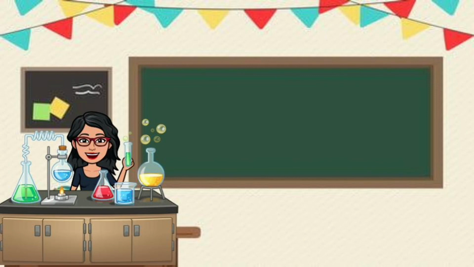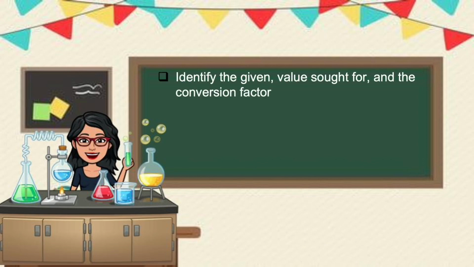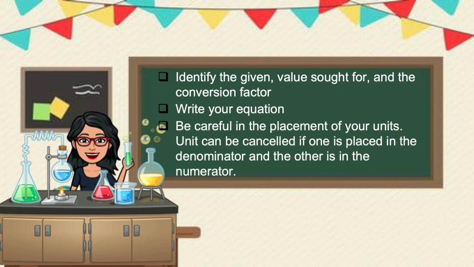Alright, so you have to remember that in converting units of measurement using the factor label method, you have to take note of these 3 important things. First, you have to identify the given, the value sought for, and the conversion factor. Second, write your equation. And thirdly, be careful in the placement of your units. Units can be cancelled if one is placed in the denominator and the other is in the numerator. Easy, right?